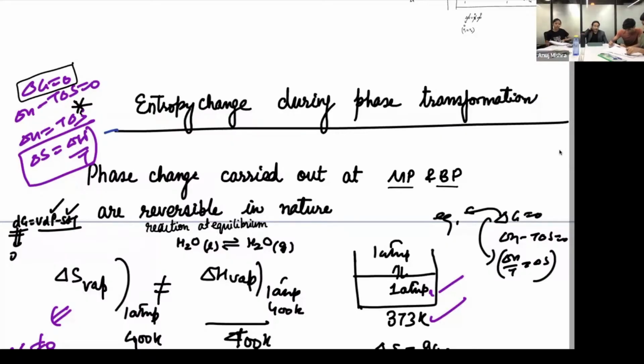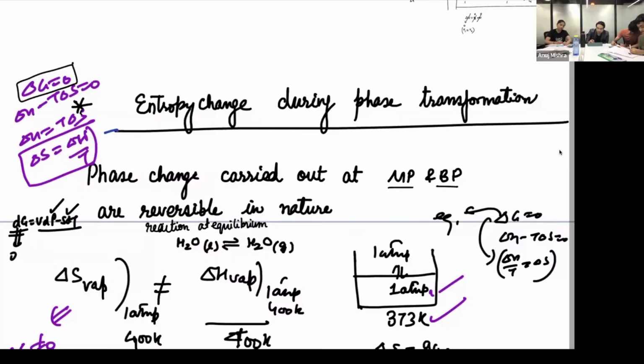Now, please write down. Delta G is delta H minus T delta S. At equilibrium, delta G is 0. Then, can you get the result? Delta H is T delta S, or delta H upon T is delta S, right?